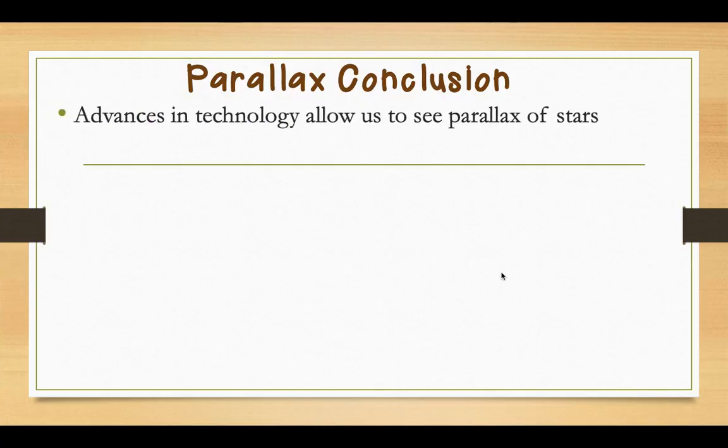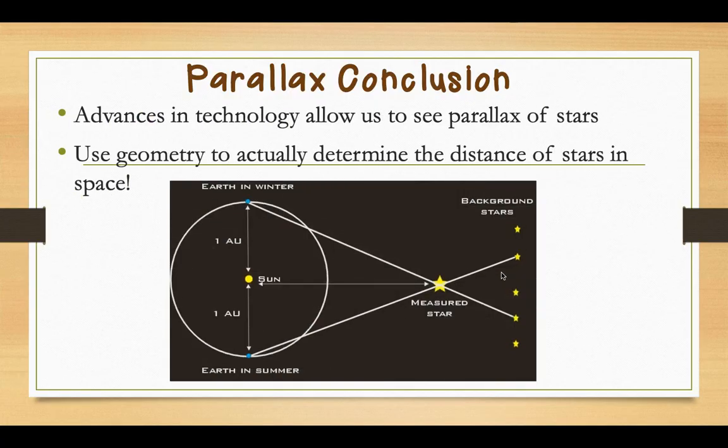So here's kind of the conclusion. Advances in technology allow us to see parallax of stars. And then again, we use geometry to actually determine the distance. So once again, at one point in the year, we would observe a certain star and see where it is. Then we've got other background stars that help give us that reference point. And then at some point during a year, our Earth is in a different spot around the sun, and you can measure how far away you moved.